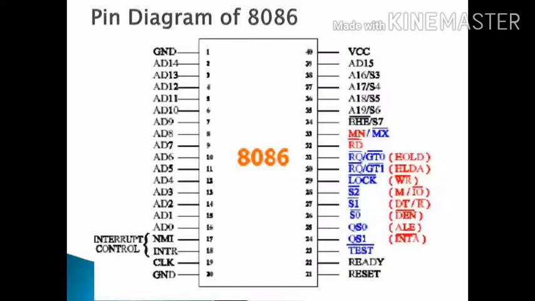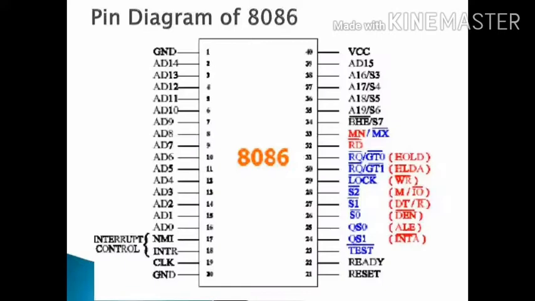So the data bus and the least significant 16 bits of the address bus are shared on the same pins from AD0 to AD15. So these can be used either as address lines or as pins carrying data values, right? So this is known as the multiplexing of these pins.